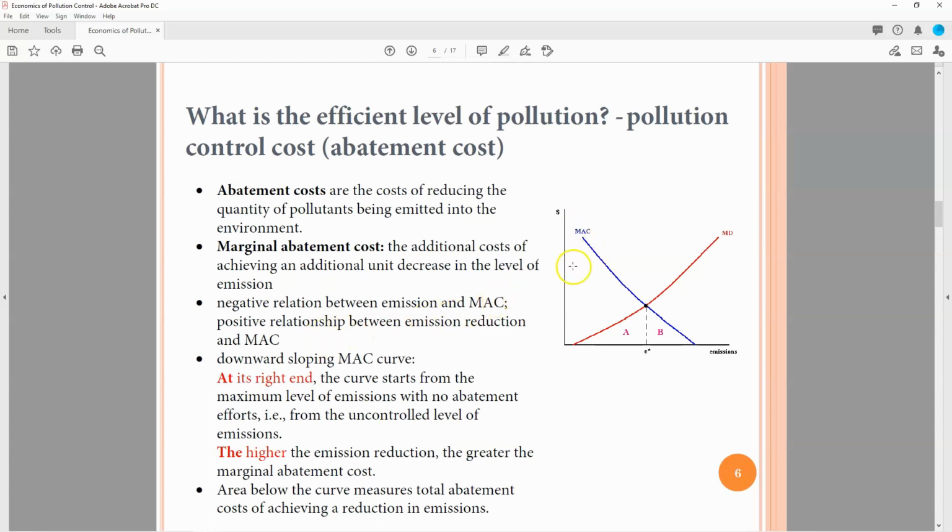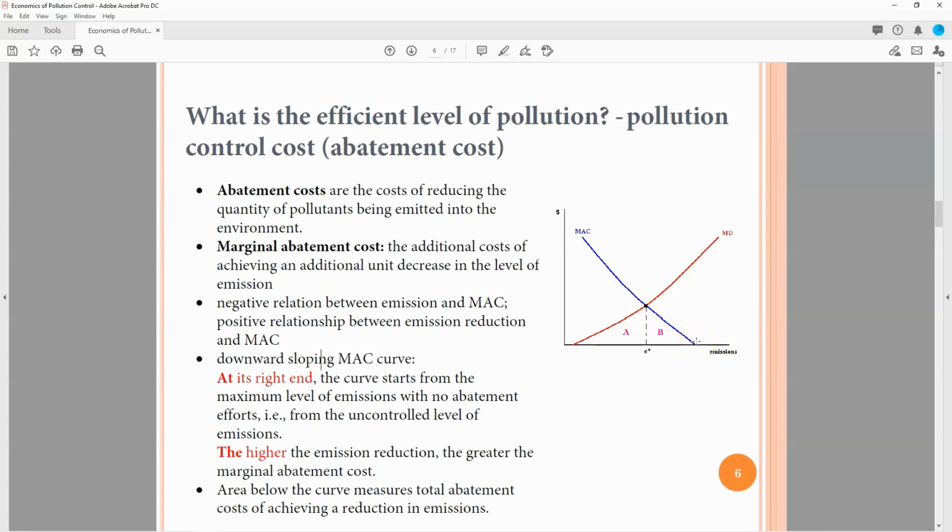So keep in your mind, the relationship between MAC and emission is negative, but the relationship between MD, marginal damage, and emission is positive, to make the difference between those two curves. So because we have this negative relationship, the MAC curve, marginal abatement cost curve, is downward sloping.